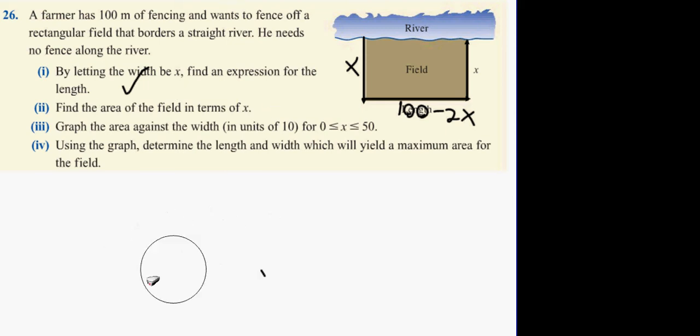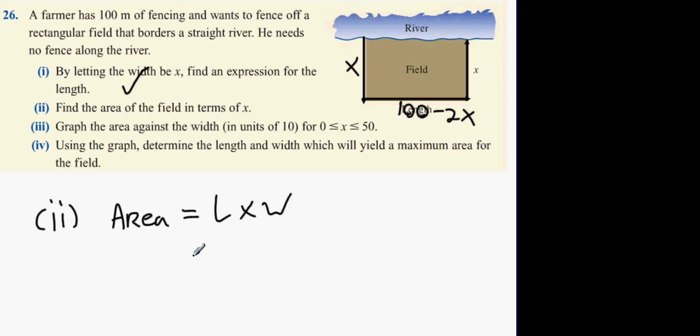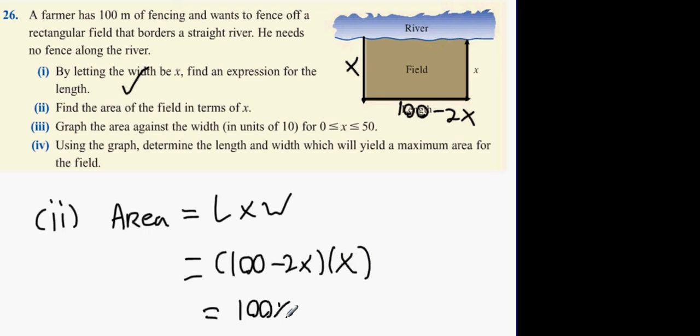Area is length multiplied by width. So part 2, area equals length multiplied by width, and this will get me, technically speaking, (100 minus 2x) multiplied by x, and what we'll get here is 100x minus 2x squared.